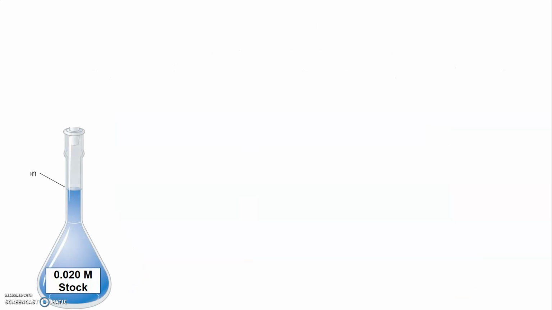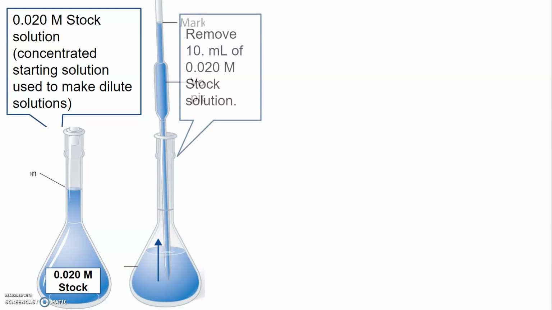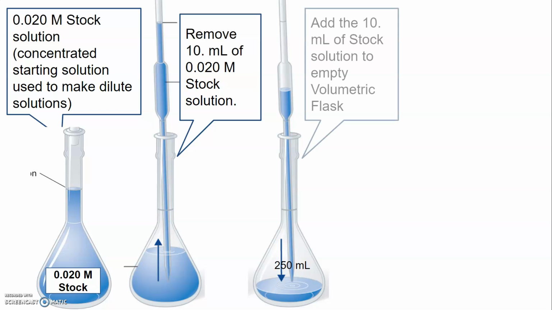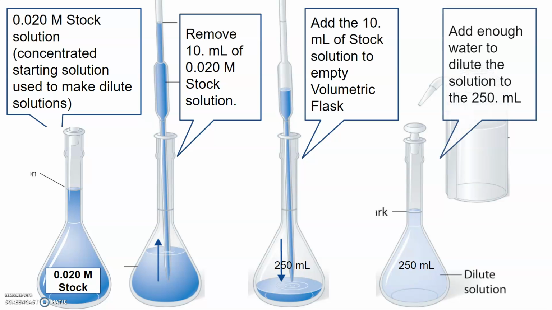So let's look at the process. We have our 0.20 molar stock solution. And what we're going to do is pipette out 10 milliliters of our stock solution. Then we're going to take our 10 milliliters of stock solution and put it into our empty 250 milliliter volumetric flask. Then once we've done that, we're going to add enough water to dilute it to the volumetric mark there. And then we've made our dilute solution.